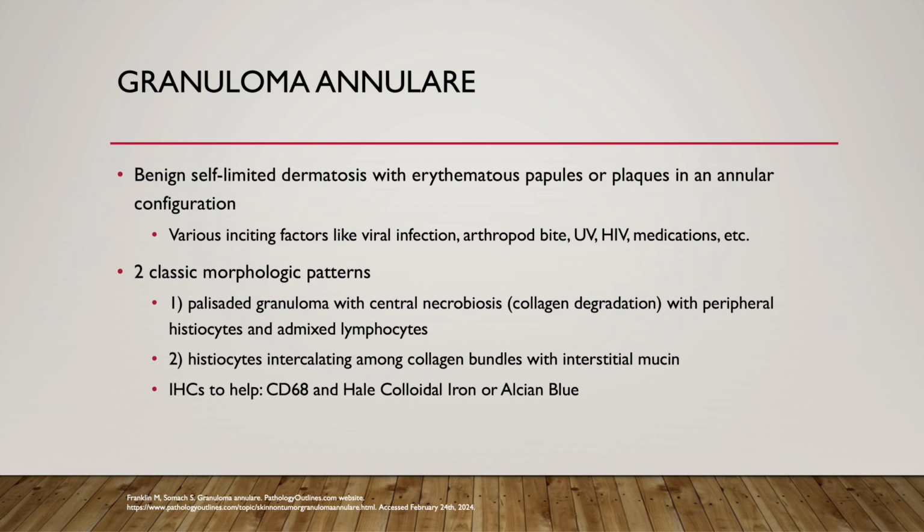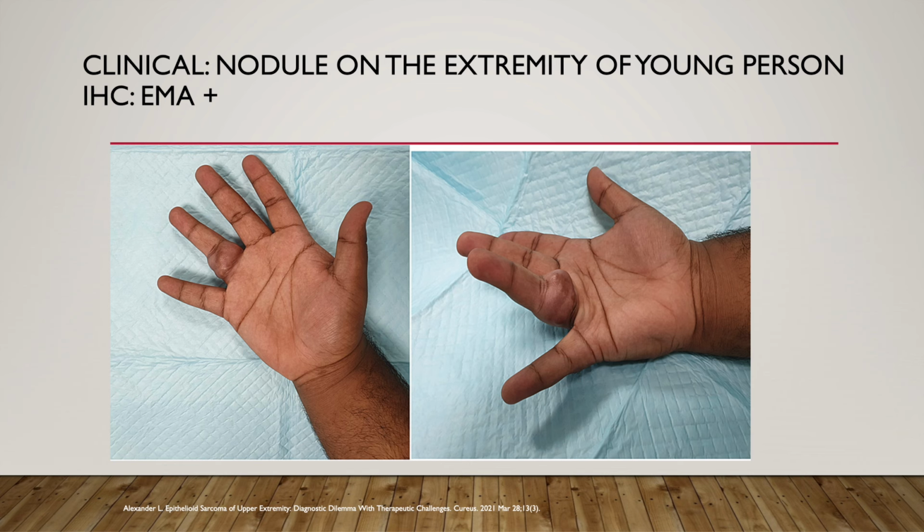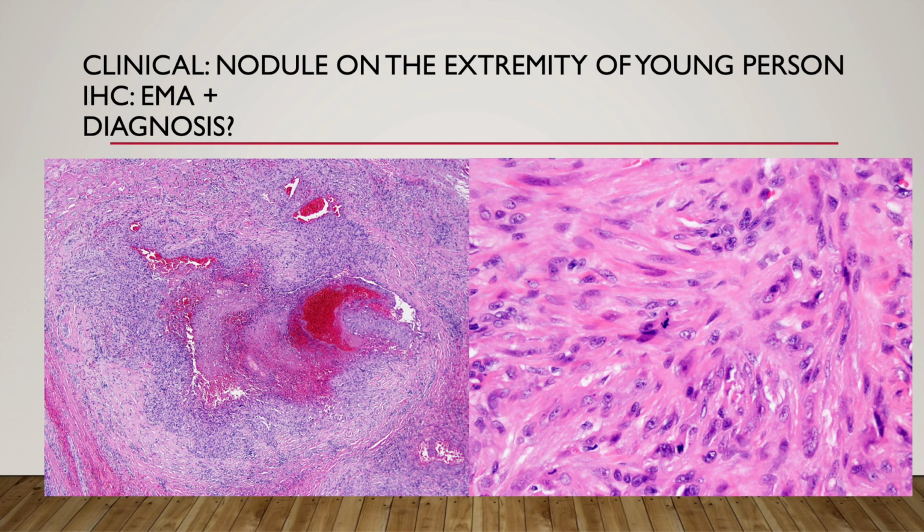So the next case, you have a clinical nodule on the extremity of a young person. It's a globular lobulated swelling in the proximal phalanx of the right ring finger with some numbness. And here, histologically, we see a granulomatous-looking architecture with hemorrhage. And as we look closer, in reference to our red blood cell size, these cells are very enlarged and atypical. There's some pleomorphism. There are some scattered mitotic figures as well. And it's EMA positive, and it's a tumor of uncertain differentiation.